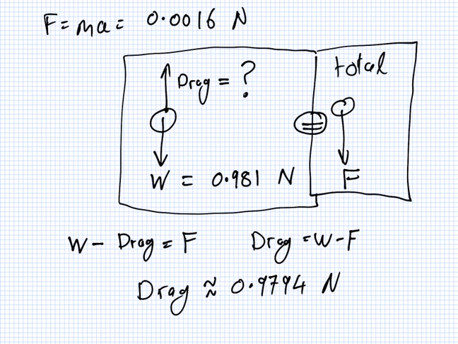Now, why did I say roughly 0.974? Why did I not say exactly? Well, the reason is this: the drag force is not constant. At the beginning, there's no drag force because the ball is not moving yet. And at the end, there's maximum drag force. So this really is only an average.